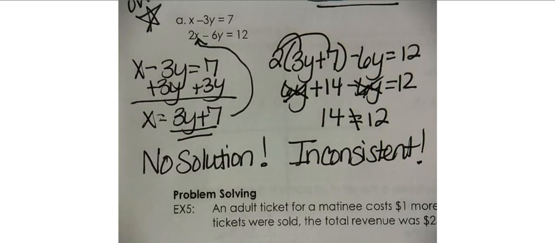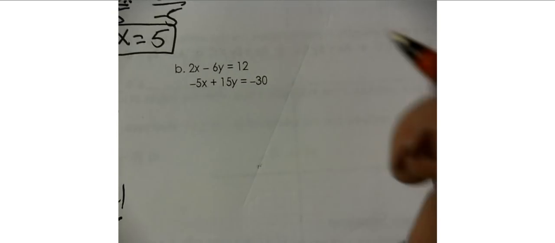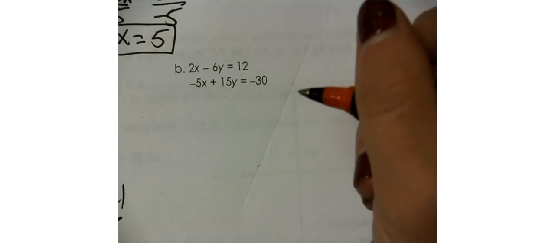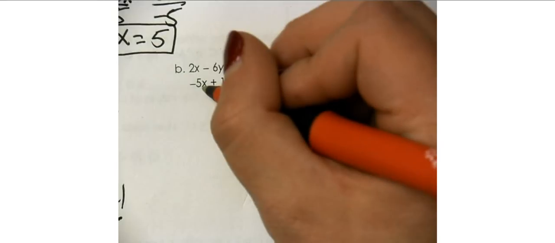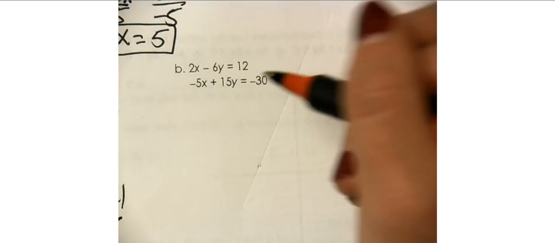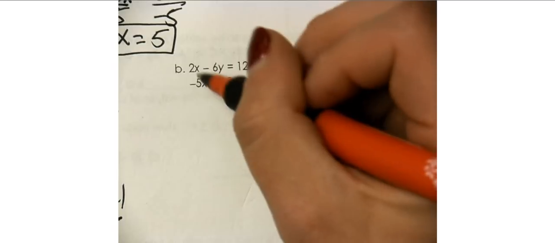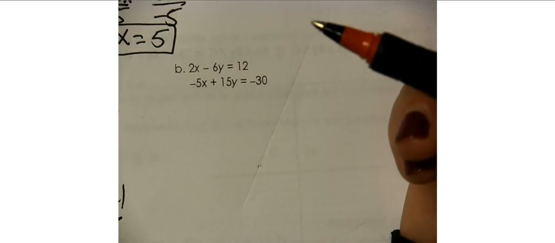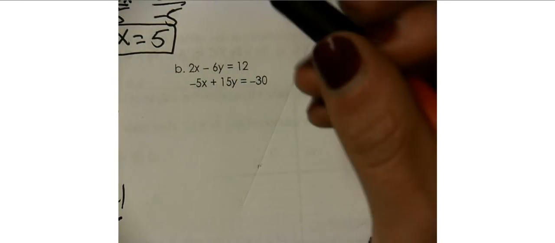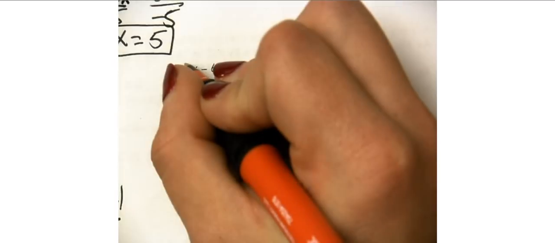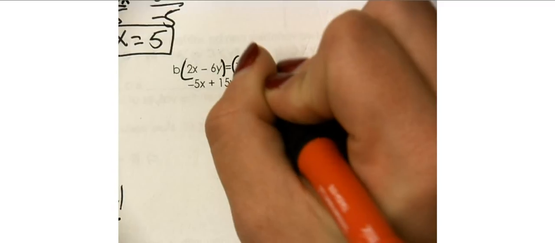Let's go ahead and look at letter B. For letter B, I would probably use the elimination method. And looking at 2 and 5 and 6 and 15, I would probably work with the 2 and the 5 because those are smaller numbers. Those are easier numbers to work with. And I know that both 2 and 5 can go into the number 10. So I'm going to change the coefficients to be a 10 and a negative 10.